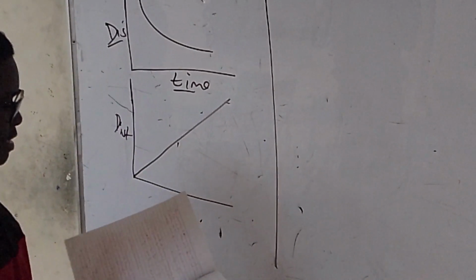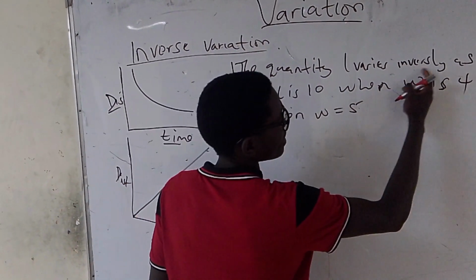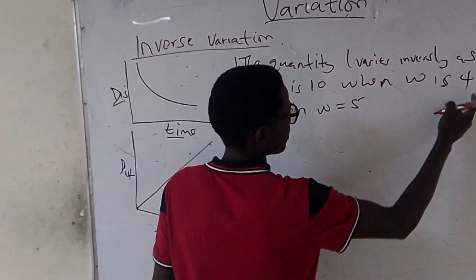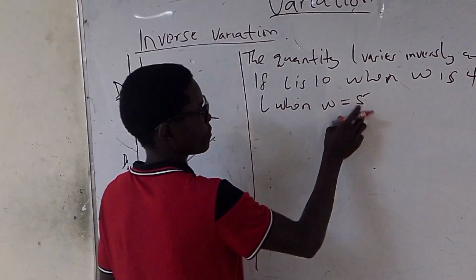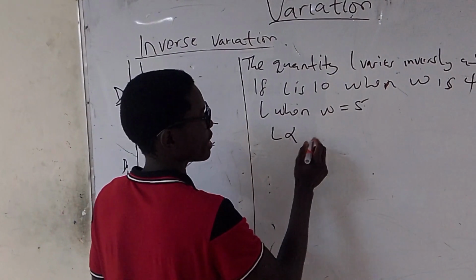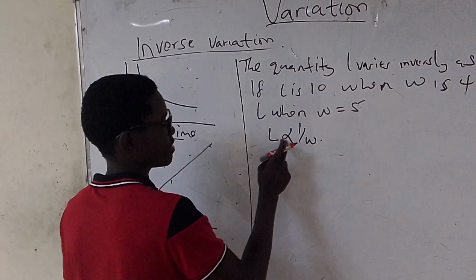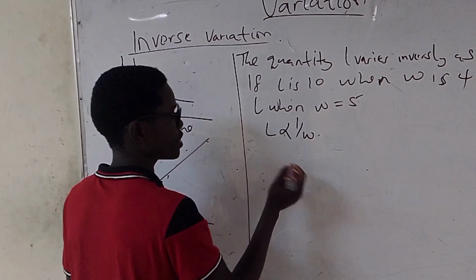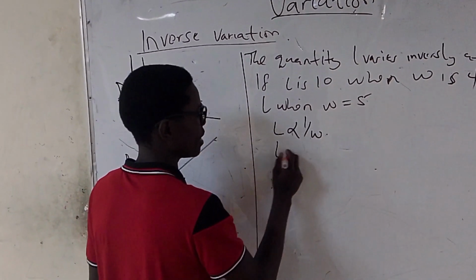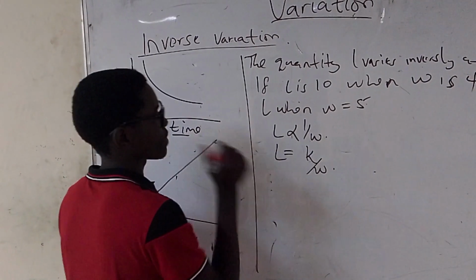So we have this example: the quantity L varies inversely as W. If L is 10 when W is 4, then find L when W is 5. A quantity L varies inversely as W. Inversely means 1 over W. Then introduce the equal sign, and when we introduce the equal sign, we introduce the constant of proportionality. So L is equal to K over W. That is the law connecting the two.